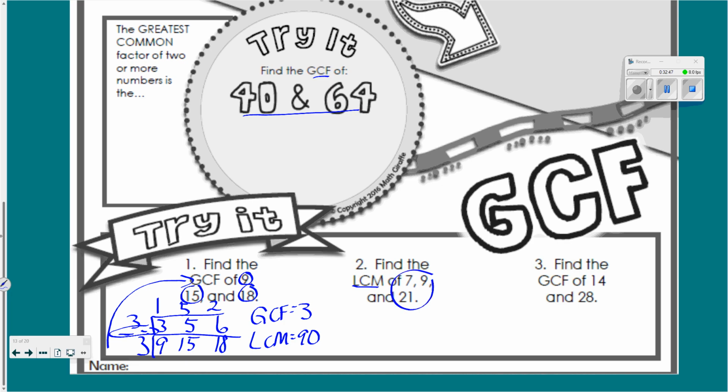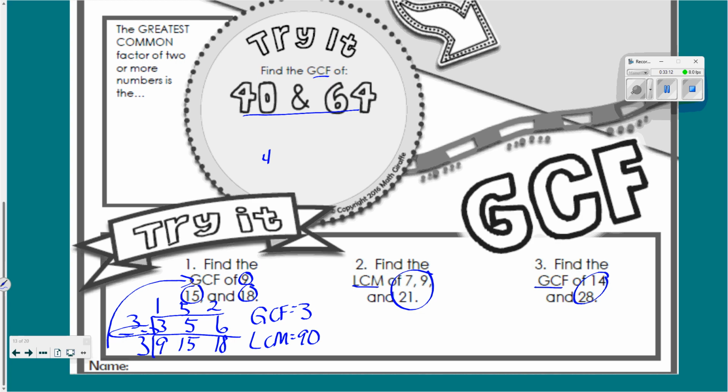40 and 64. Can I divide them both by 2? Yes, so I do it. Gives me 20 and 32. Can I divide those by 2? Yes, so I do it. Gives me 10 and 16. Can I divide those by 2? Yes, so I do it. Gives me 5 and 8. Can I divide those by 2? No. 5 is already my number, so I know I'm done.